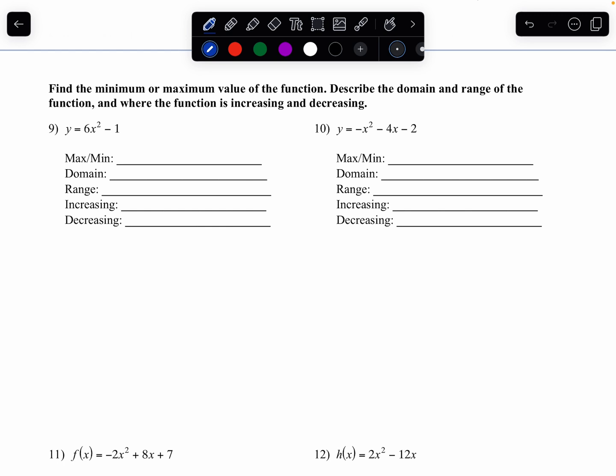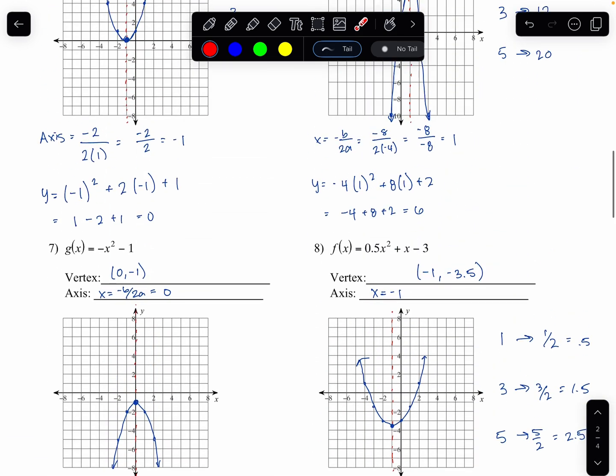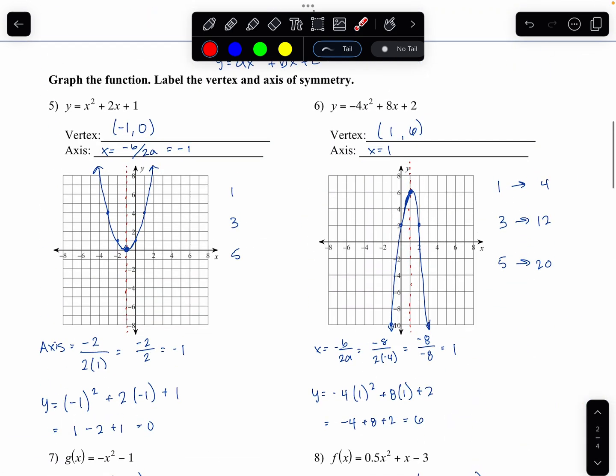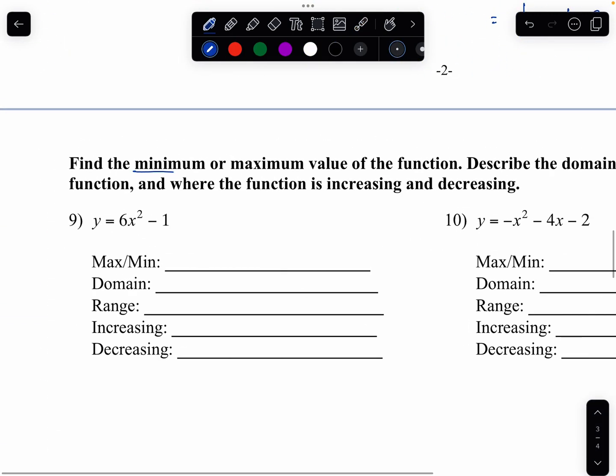So instead what we're going to be doing is finding the minimum or maximum value of the function, describe the domain and range, where the function is increasing and decreasing. So just to kind of give an example of how you can figure out that information. So the minimum value refers to the minimum y value or maximum y value. So this right here is a y value.